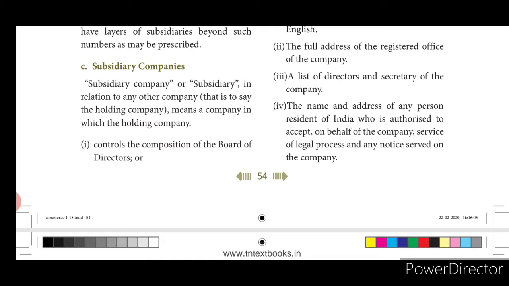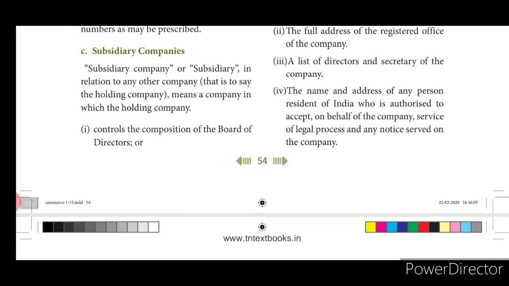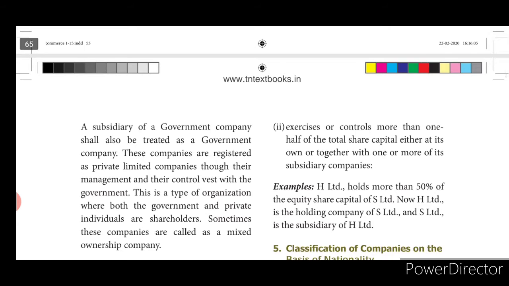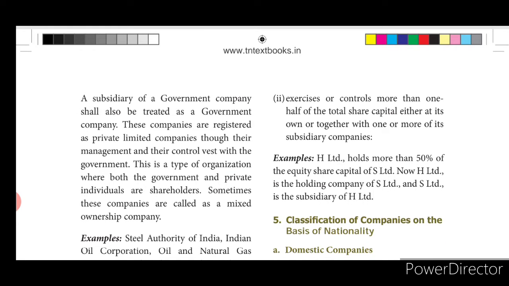Actually this kind of company is like I already told you: when an entrepreneur has so many companies, the company in which he holds more share is called a holding company, and the companies in which he has invested more in some other companies, that is called a subsidiary company. Okay, see, that is what controls the composition of a board of directors, or it exercises or controls more than one half of the total share capital either on its own or together with one or more of its subsidiary companies. So the same kind of company holds the shares with different branches.